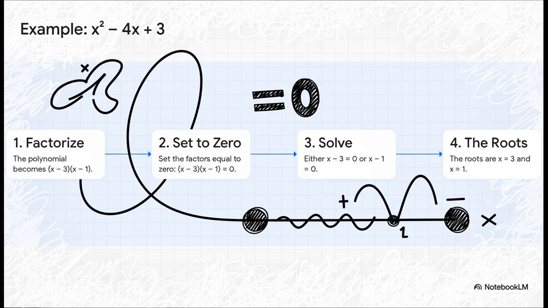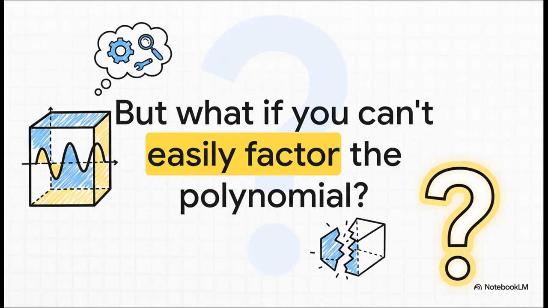We've got x squared minus 4x plus 3. Turns out we can break that down, or factor it, into 2 chunks, x minus 3 times x minus 1. Now, if that whole thing equals 0, it means either the first chunk is 0 or the second chunk is 0. And those are super easy to solve. So we get our 2 roots, x equals 3 and x equals 1. Done. Now, that was nice and clean, wasn't it?